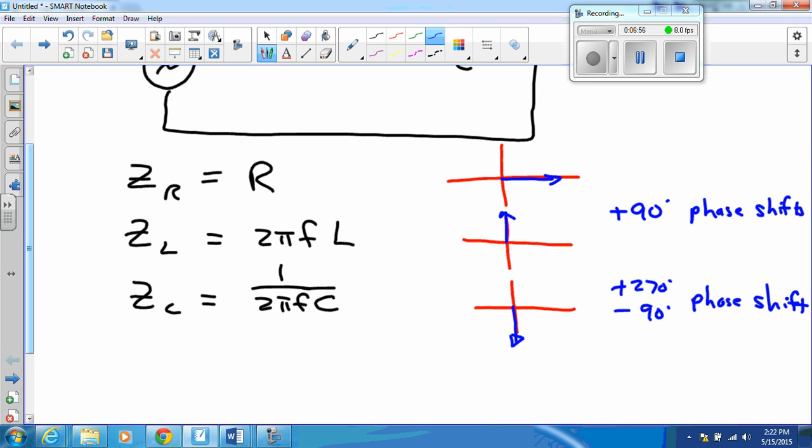Now, what happens when I combine them all together? When I combine them all together, all of these impedances are going to add like vectors.